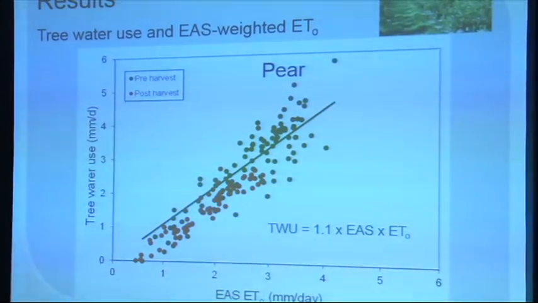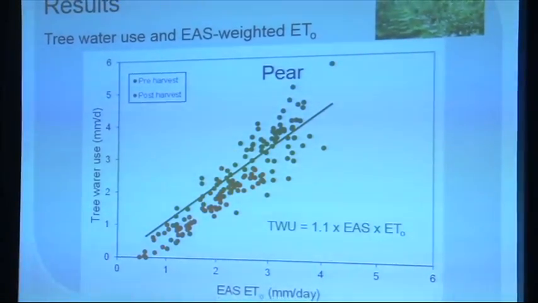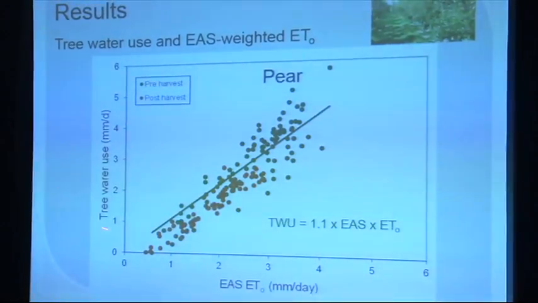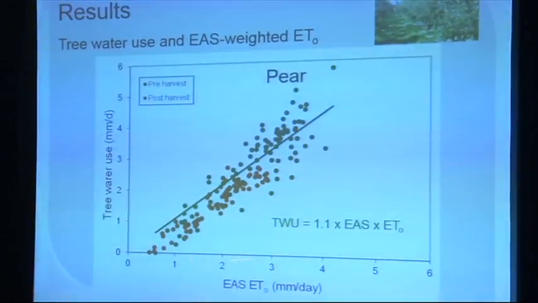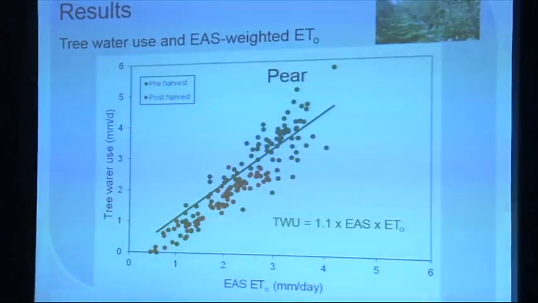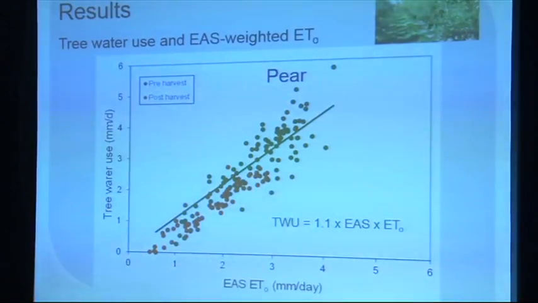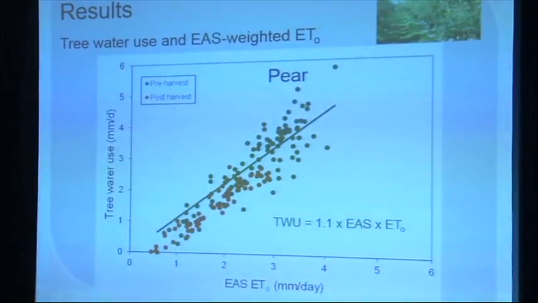So this is one site, and you can see that there's a pretty good relationship there between our water use, this axis here, and the bottom axis here is our effective area of shade multiplied by our reference crop evapotranspiration. So a pretty good relationship there, and it boils down to this number here, 1.1 times EAS. That's equivalent to what's called a basal crop coefficient. So it's a way that we can calculate tree water use from effective area of shade.